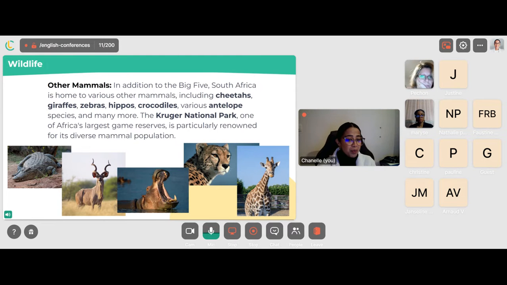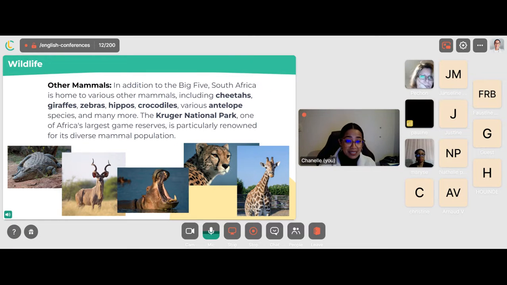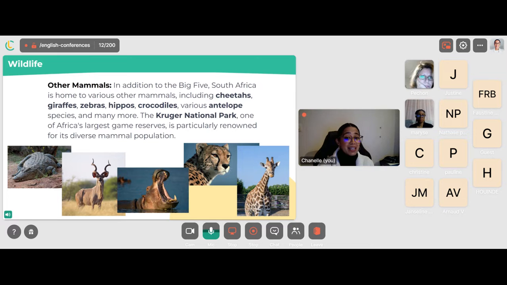We are also popular for other mammals. In addition to the Big Five, South Africa is home to various other mammals, including cheetahs, giraffes, zebras, hippos, crocodiles, and various antelope species, and many more. The Kruger National Park, one of Africa's largest game reserves, is particularly renowned for its diverse mammal population.